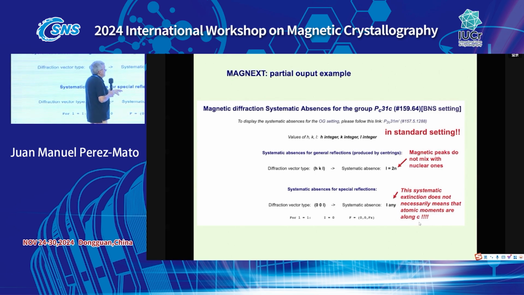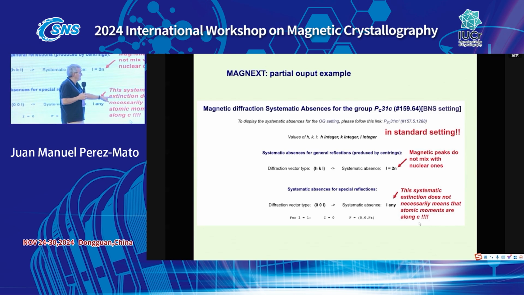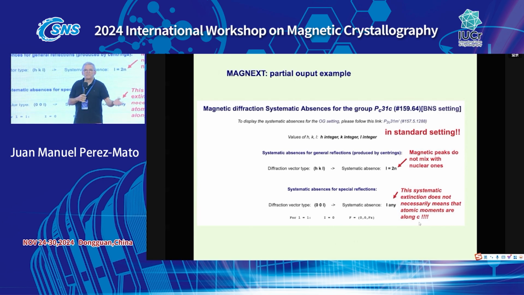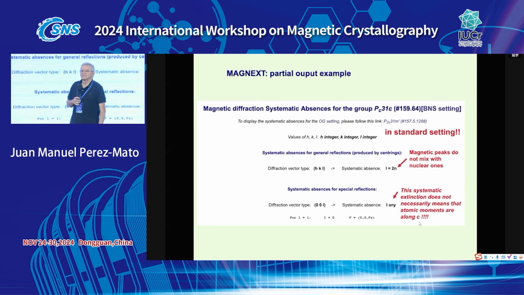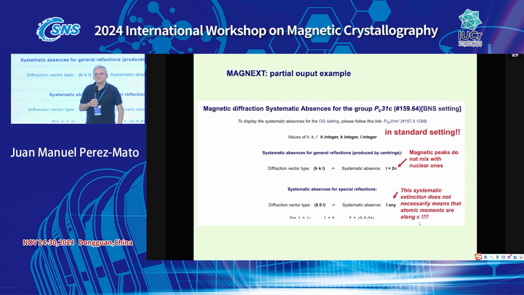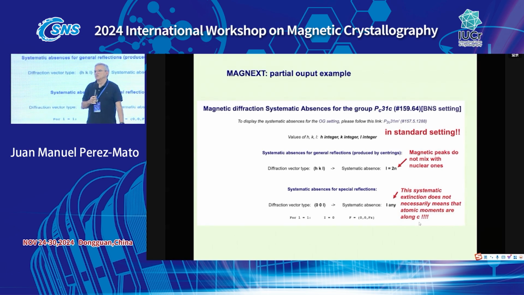And please notice, this systematic extinction does not necessarily mean that atomic moments are along C. This is a rule of thumb that many people use, just saying, okay, if I see that 00L is absent, then the spins are along C because of this rule of diffraction that you have heard this morning. But this is not true, because what should be parallel is the magnetic structure factor. Exactly. The magnetic structure factor is a vector, and this is the vector that should be parallel. And if you have this absence, it is because it's parallel to the Z axis.